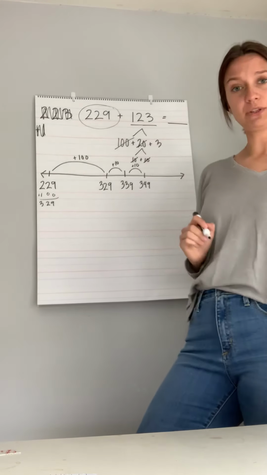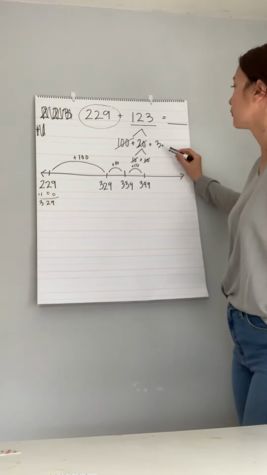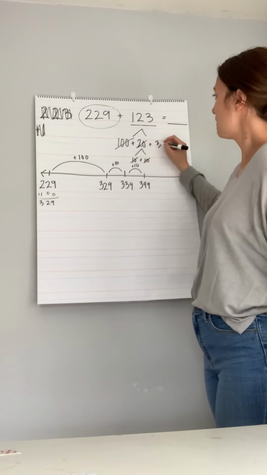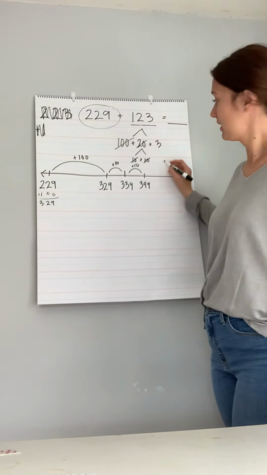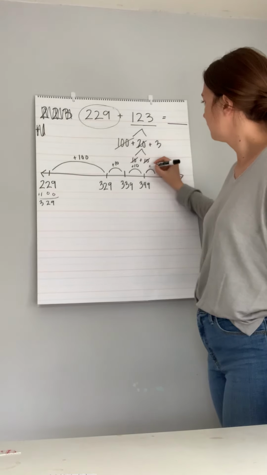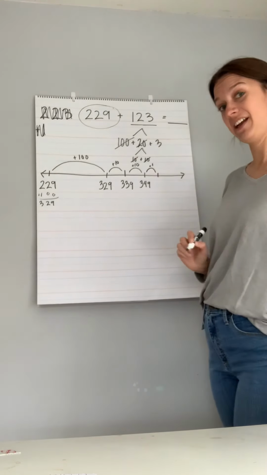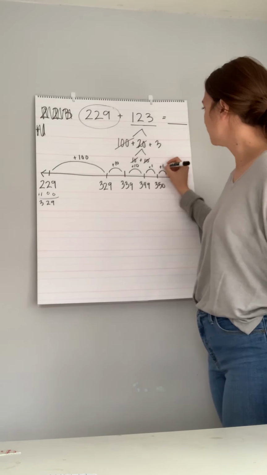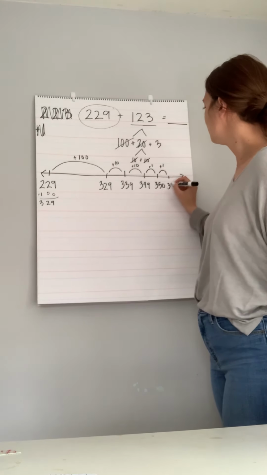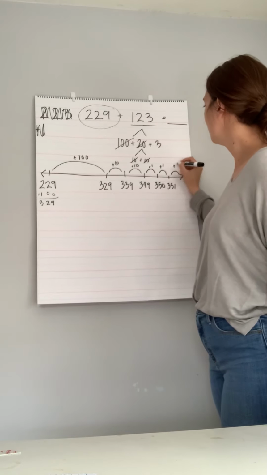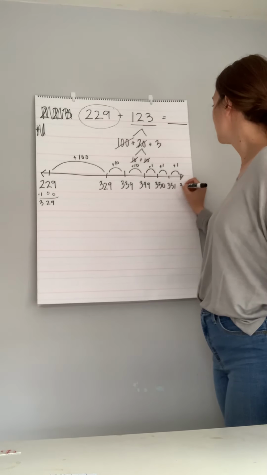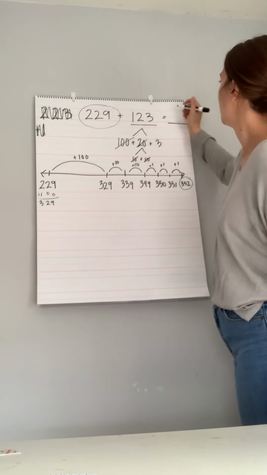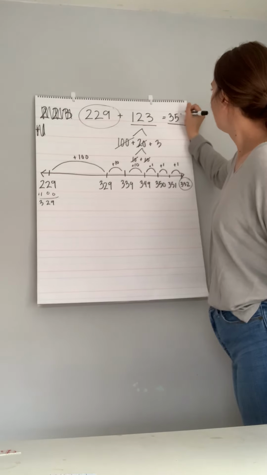Now, I'm finished with those. And now I have 3 more to add. So I'm just going to jump. I'm actually going to jump by 1s here. So 349 plus 1 would be 350. Then I'm going to add another 1, plus 1 would be 351. Then I'm going to add 1 more. And I'm going to get 352. And that is my final answer. I'll bring it up here and I'll write it to finish the problem.